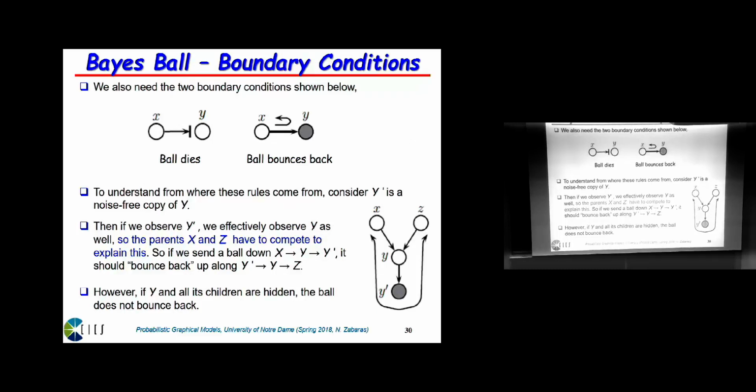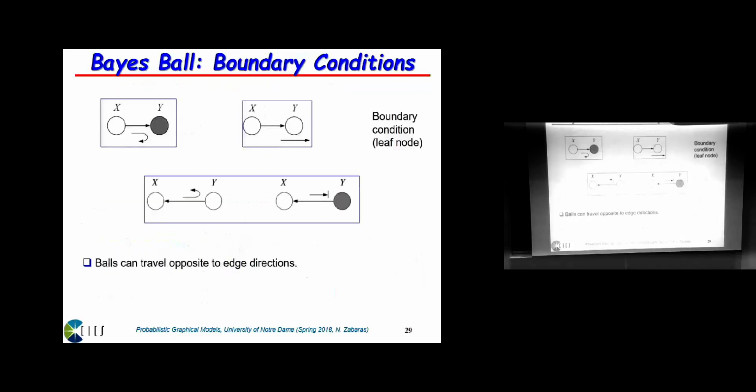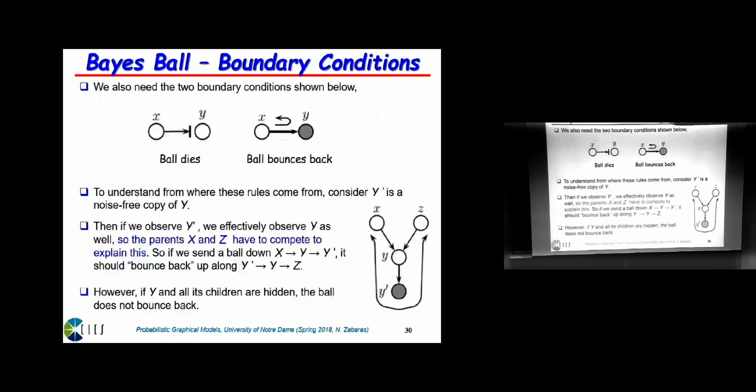So this is what we were talking about on the previous slide, right? This is exactly this situation here. If Y is observed, the ball comes back. If Y is unobserved, the ball is blocked. So let's consider the following situation. We have this V structure. Y is unobserved, all right? Don't pay attention to this. So Y is unobserved. If I throw a ball from X, what is going to happen here?